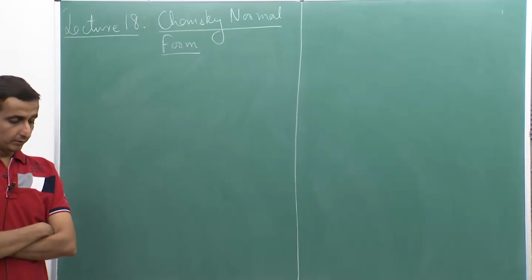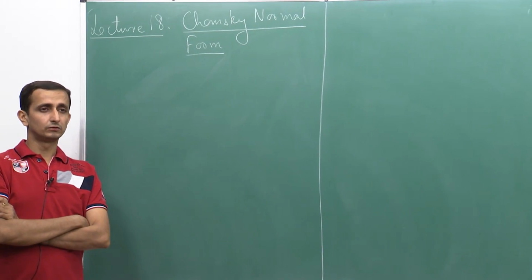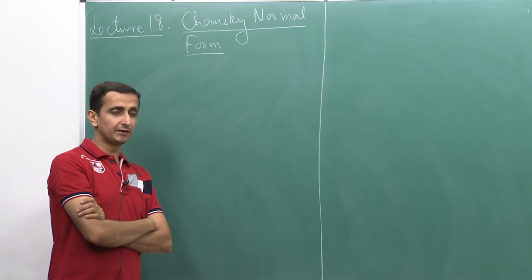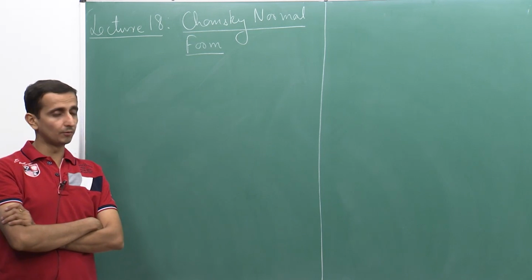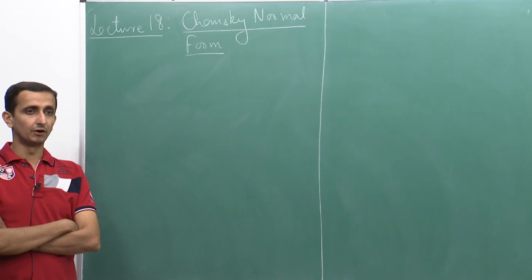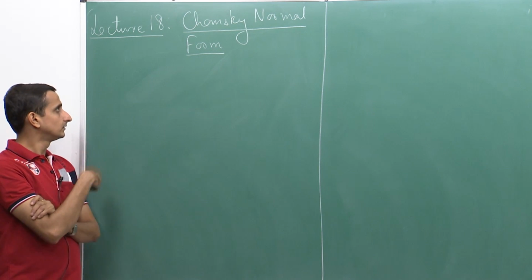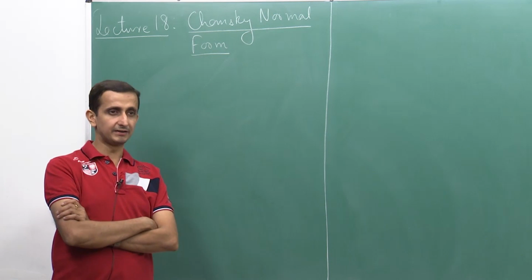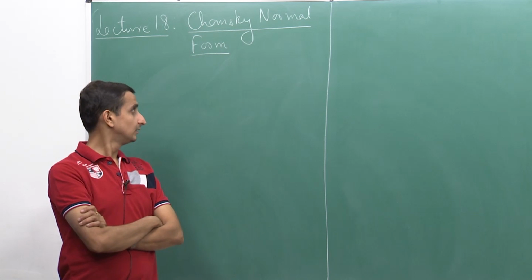Welcome to the 18th lecture of this course. Today we are going to talk about normal forms of context-free grammars, and in particular we will look at this particular normal form known as the Chomsky normal form. This normal form is named after a computer scientist, Noam Chomsky.